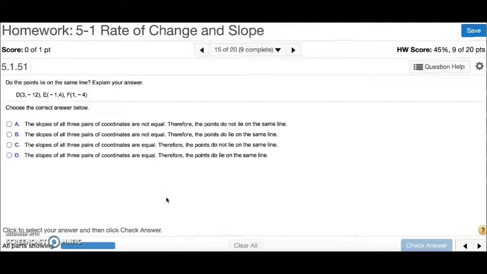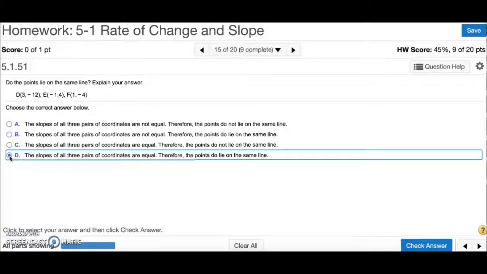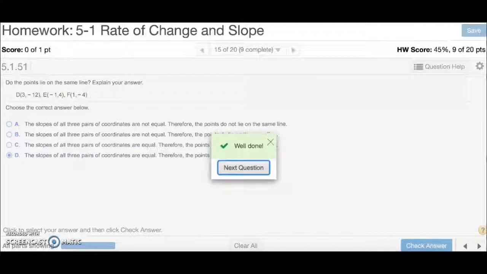Number 15. Do the points lie on the same line? For them to lie on the same line, they must have the same slope between them all. Meaning, if I take the slope of these 2 points, these 2 points, and these 2 points, they must all be the same. Doing that, they actually are the same, so that means they do lie on the same line. And that's the answer for number 15.